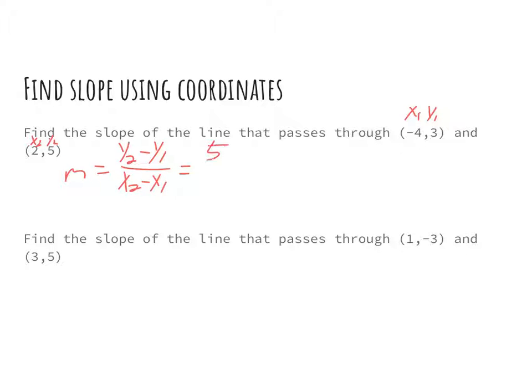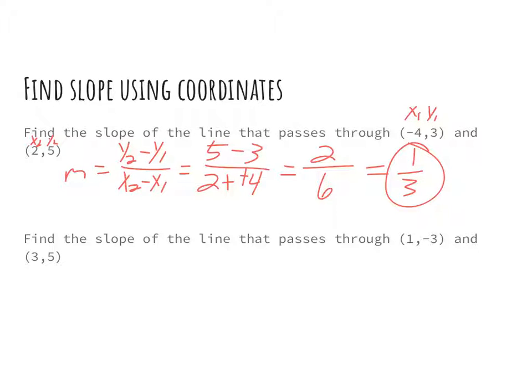I labeled 5 as my y2 and 3 as my y1, so it's going to be 5 minus 3 on the top. x2 is 2, x1 is a negative 4, so I'm going to have 2 minus a negative 4 on bottom. Now, 5 minus 3 is 2. 2 minus a negative 4, these negatives cancel each other out, and it's the same as 2 plus 4, which gives me 6, so I've got 2 over 6, which would simplify to a third.